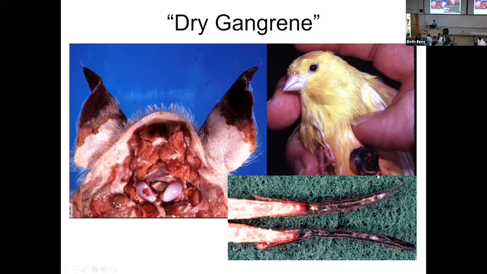And then here, everybody see this guy's foot, little sad gangrenous foot. So this is in little birds and little pocket pets and stuff. They can sometimes get bedding material or string or other things wrapped around their extremities. That causes acute loss of blood supply. Dry gangrene if you're in a dry and warm environment.